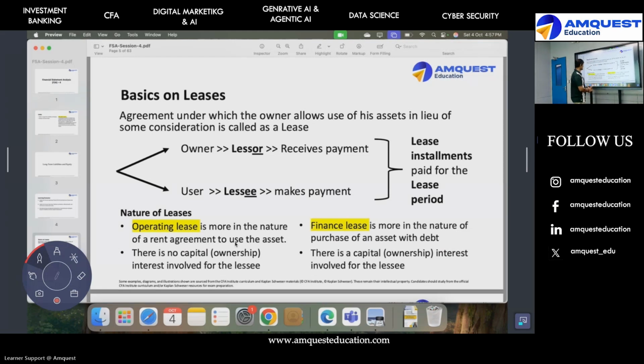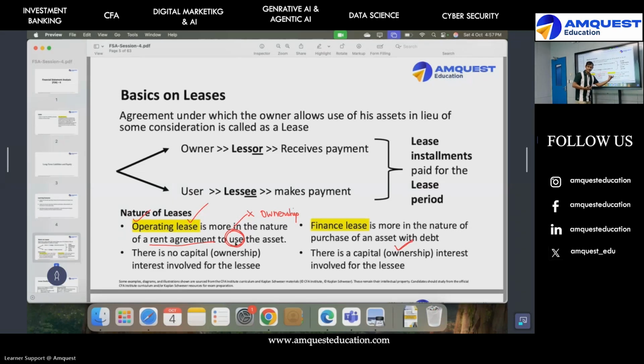Okay, very good. So let's go back to this. What is an operating lease? An operating lease is a lease like a rent agreement where you are only using the asset, but there is no ownership. Are we clear? But in a finance lease, there is ownership along with usage.